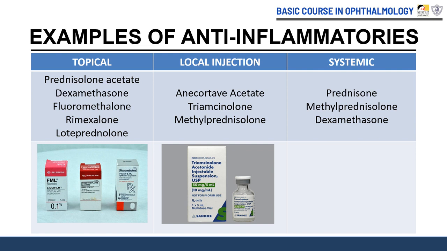Examples of topical anti-inflammatories are prednisolone acetate, dexamethasone, fluorometholone, and loteprednol. Examples of local injection are triamcinolone and methylprednisolone. Systemic anti-inflammatories can be in the form of oral or intravenous administration of prednisone, methylprednisolone, and dexamethasone.